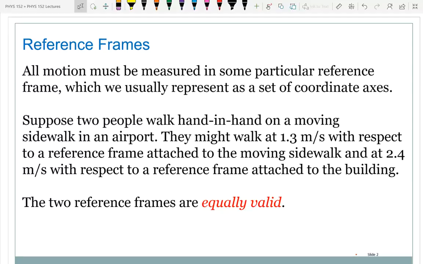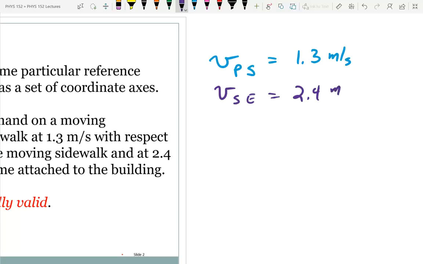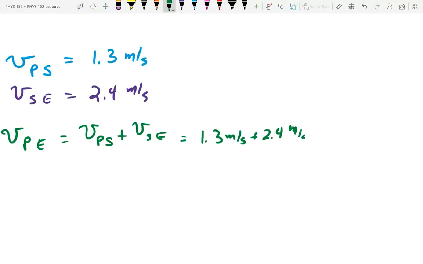And Galileo would say that we can add these by saying the velocity of the person with respect to the sidewalk is equal to 1.3 meters per second. The velocity of the sidewalk with respect to the earth is equal to 2.4 meters per second, and thus the velocity of the person with respect to the earth is equal to the velocity of the person with respect to the sidewalk plus the velocity of the sidewalk with respect to the earth, which is 1.3 meters per second plus 2.4 meters per second, equal to 3.7 meters per second.